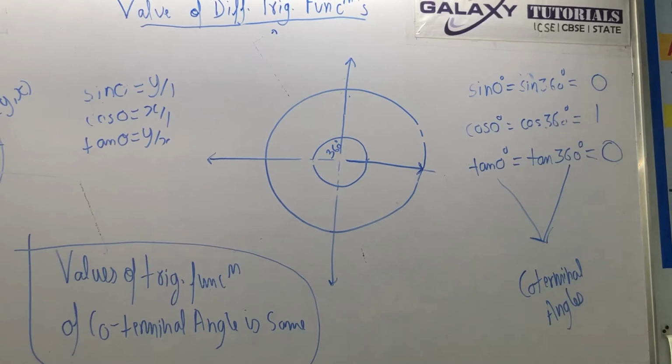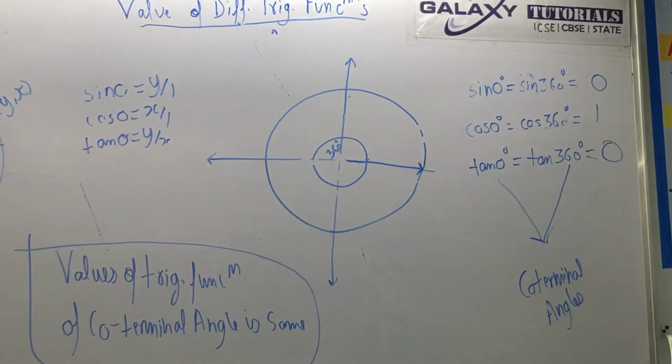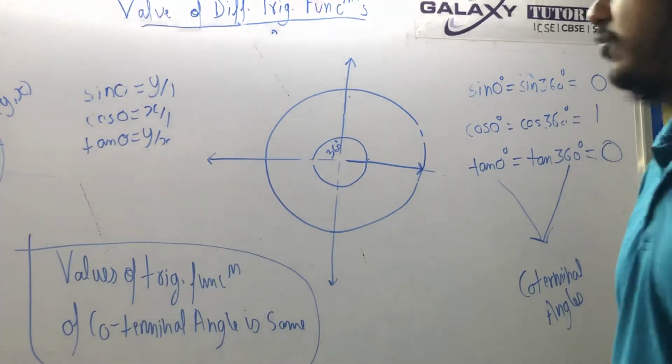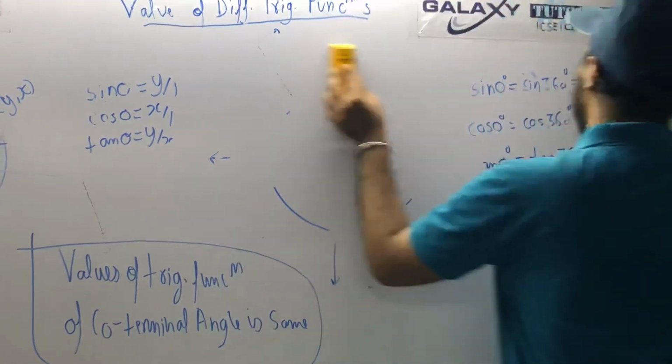So this was the value of trigonometric functions of 360 degrees. Now before I go further, I am going to make a table for your revision only, because we are going to use it. You have already seen this table in 10th standard also. I will make this table again, because I think you must have all forgotten the values.